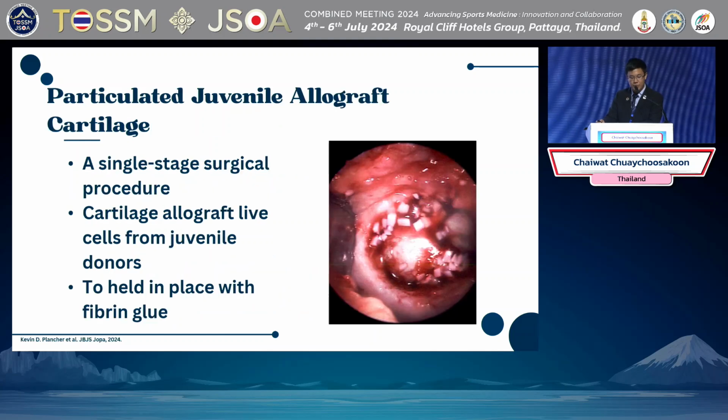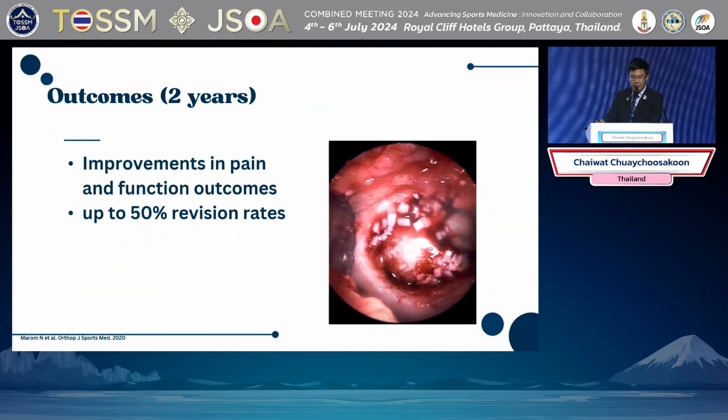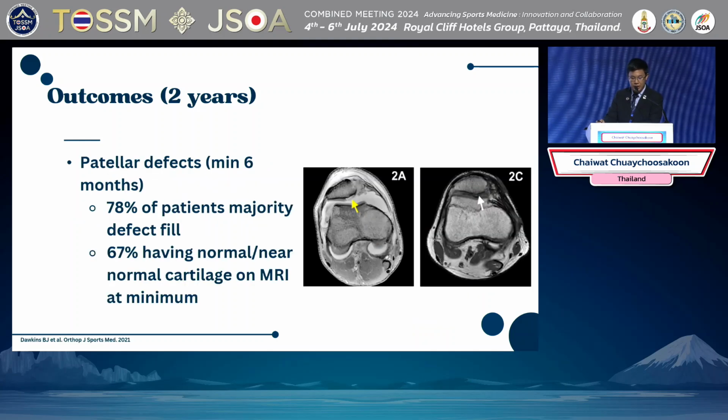And we can also use particulated juvenile allograft cartilage. It is a single procedure. We use live allograft cells from a juvenile donor and hold them in place with fibrin glue. For the outcome, it can improve pain and functional outcome, but it has a high failure rate and needs revision in about 50%. For the outcome at 2 years for patellar defects, reported by Dr. Farr, his team found that 78% of patients can fill the defect and 67% had normal or near normal cartilage on MRI evaluation.